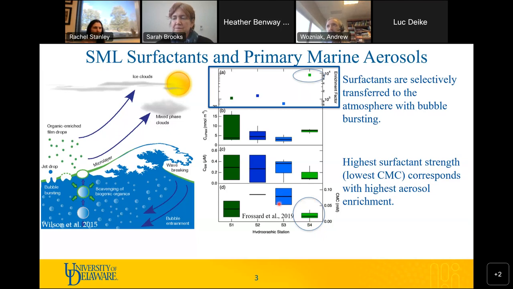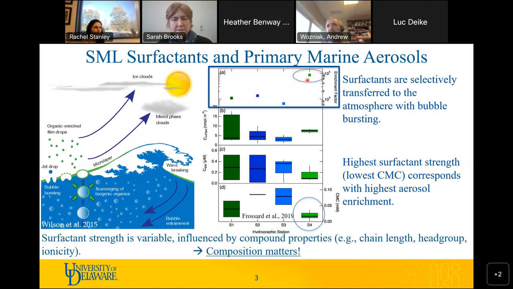So in the Sargasso Sea, we're seeing a difference in the quality or the strength of the surfactants that has a lower surfactant strength. And importantly, where we see these low CMCs is where we see the highest enrichment factor in their experiments. So this tells us that composition matters, that the composition of these surfactants are important in addition to the concentration. So what's controlling the surfactant strength? Well, it's most likely compound properties, things like the length of the chain on that amphiphilic compound, perhaps the identity of that head group, and maybe the ionicity of that compound. So again, we're going to argue here that composition matters, and we ought to try and do our best to understand how these compounds are going to produce these surfactant properties.